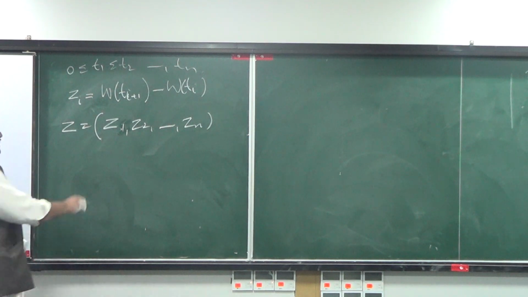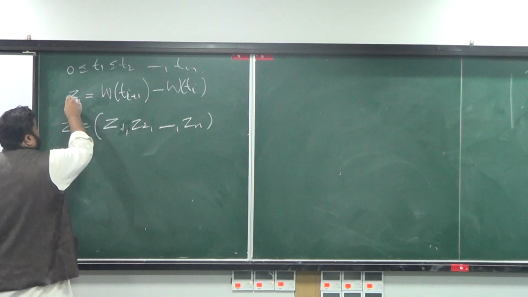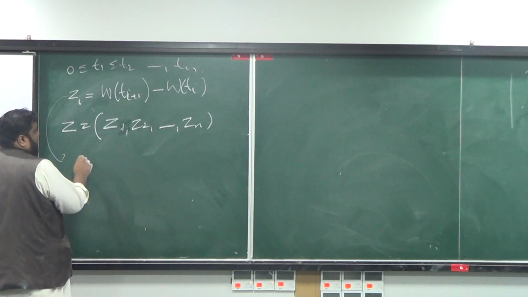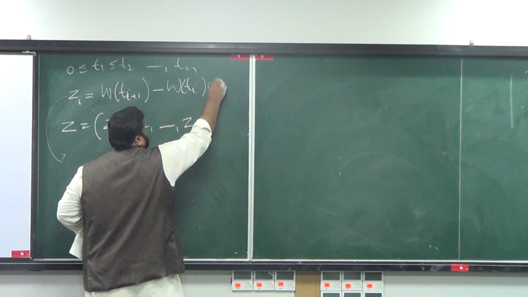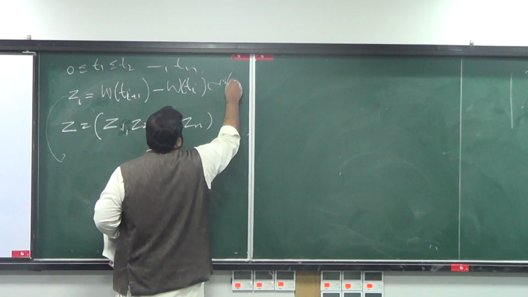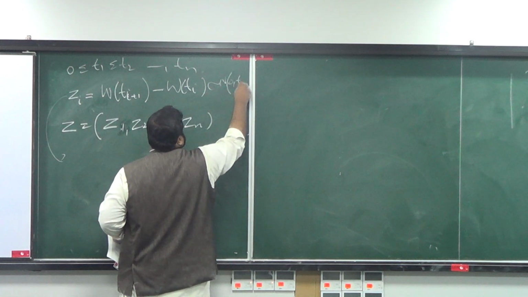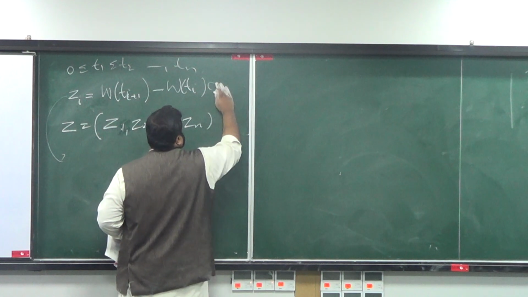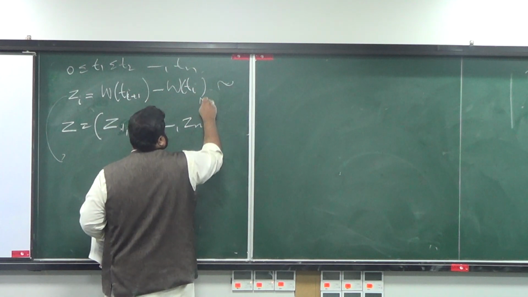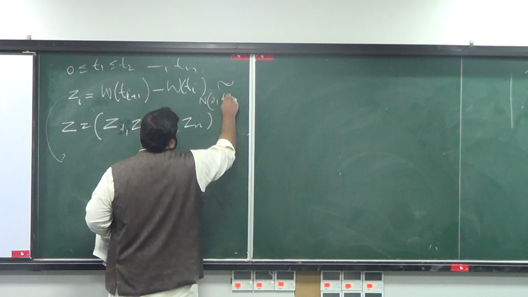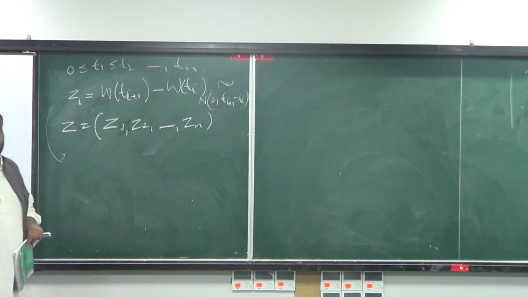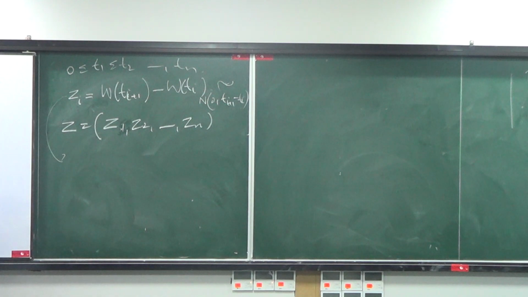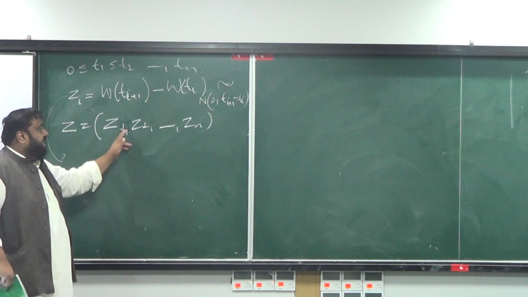First of all, what can you say about each of the Zi? They are normally distributed with mean 0 and variance Ti plus 1 minus Ti. That's each one of them. And by definition they are independent.